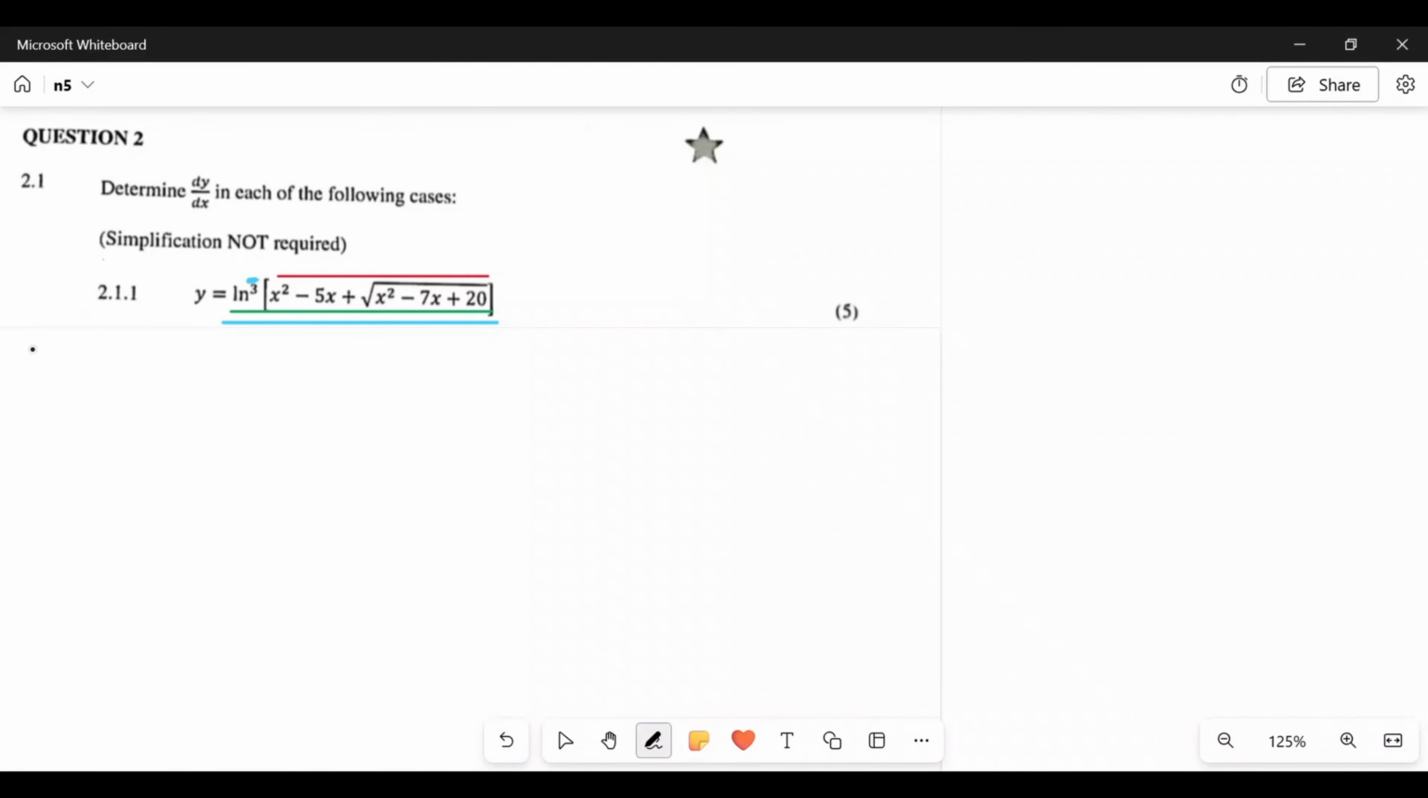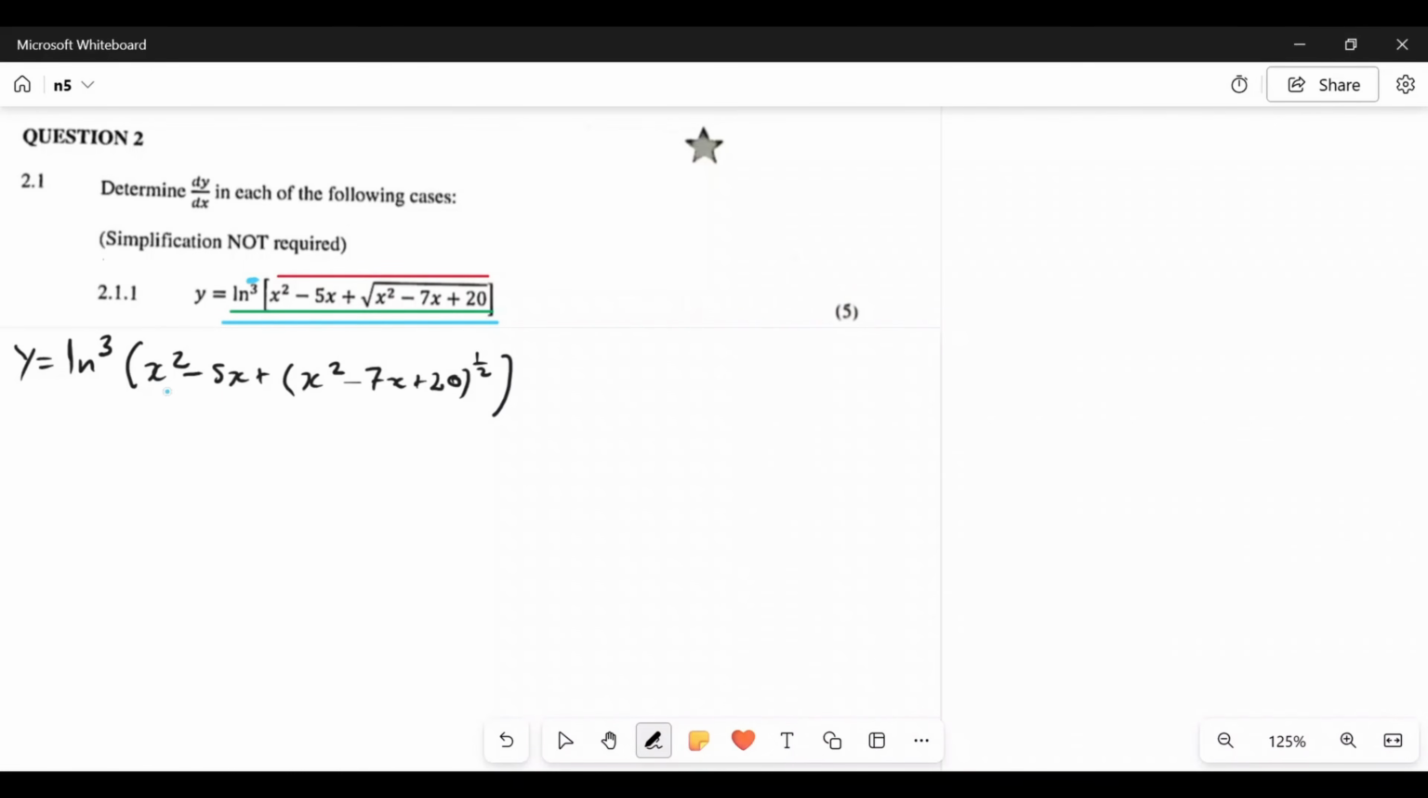So before we differentiate, how about we simplify first? So we're going to have ln to the power of 3, open bracket, we have x squared minus 5x plus, and then instead of writing the root, we can put it inside the bracket and write the exponent. So what is the exponent in terms of root? We know that is the power of half. And then we close the bracket. So when it's like this, it's easy for us to differentiate.